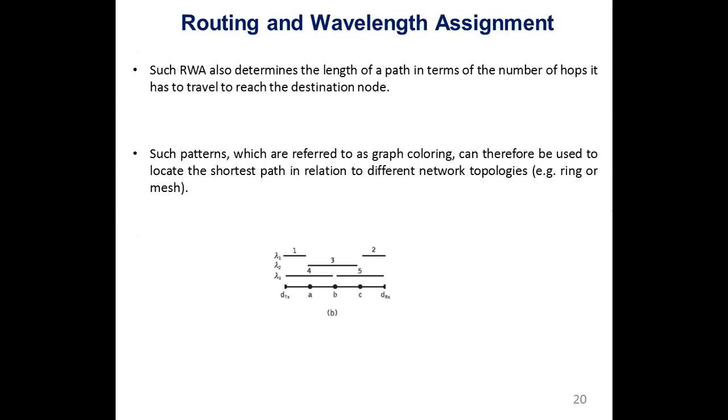So such RWA will determine the length of the path in terms of number of hops it has to travel to reach the destination. So this kind of pattern which we have just discussed is known as graph coloring, and this can be used to locate the shortest path in relation to different topologies, in our ring or a mesh.